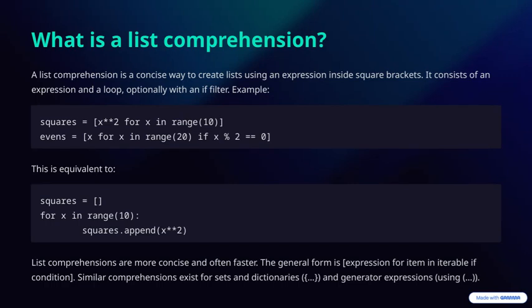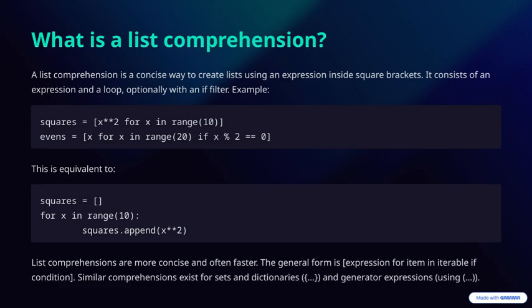Let's talk about list comprehensions. They are a powerful feature in Python because they are more concise and often faster than traditional loops. The general form looks like this: expression for item in iterable if condition. Essentially, you write an expression that defines what you want to include, then specify the iterable you're looping over, and optionally add a condition to filter items.